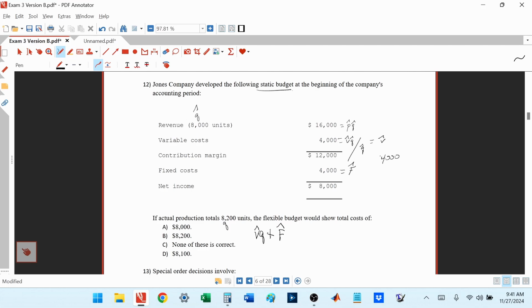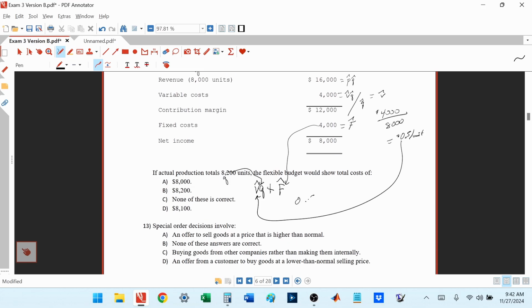So we do $4,000 is our budgeted static budget variable cost divided by a budgeted quantity of 8,000 units gives us a variable cost per unit of 50 cents from the static budget. That goes there. This goes here. And then the fixed costs go here. So we got 0.5 times 8,200 plus 4,000. That's our flexible budget total costs. $4,100 here. So 50 cents a unit from the static budget times 8,200 actual units produced plus 4,000 static budget fixed costs gives $8,100.